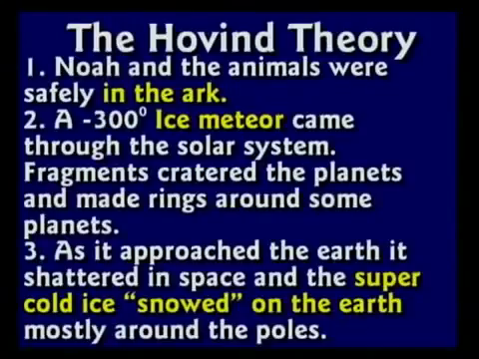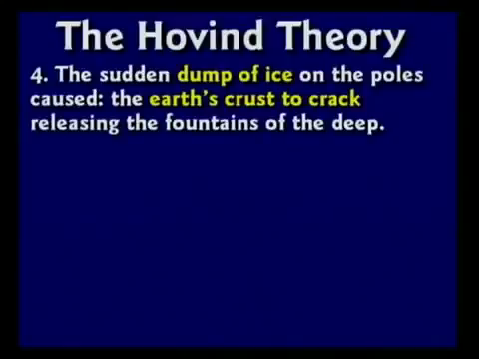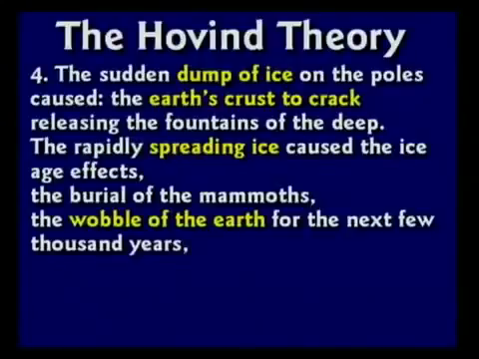And some of the fragments hit the planets and caused craters like the moon. And some of the fragments hit the earth and landed on the North and South Pole, freezing the mammoths. Point 3, as it approached the earth, it shattered in space. Super cold snow and ice rained down around the poles, mostly around the North and South Pole. Then this sudden dump of ice caused the earth's crust to crack, which released the fountains of the deep. The rapid spreading of the ice caused all the ice age effects, carved out the Great Lakes, made all the drumlins and terminal moraines, and we'll talk about that in a minute. It buried the mammoths in super cold snow, 300 to 400 below zero, so they suffocated, standing up, and froze in 3 to 5 hours.